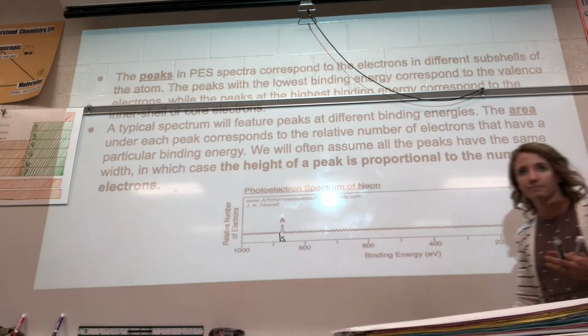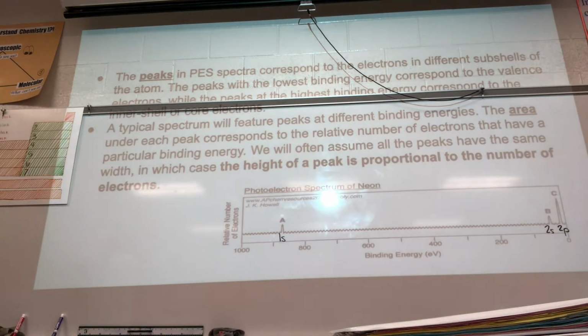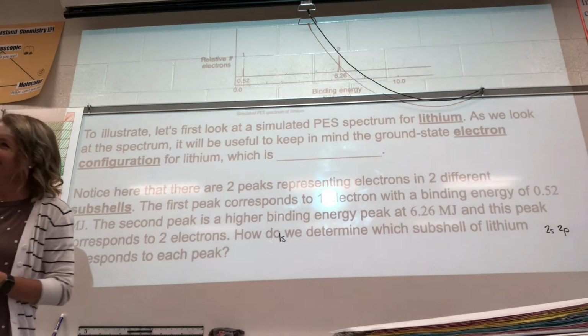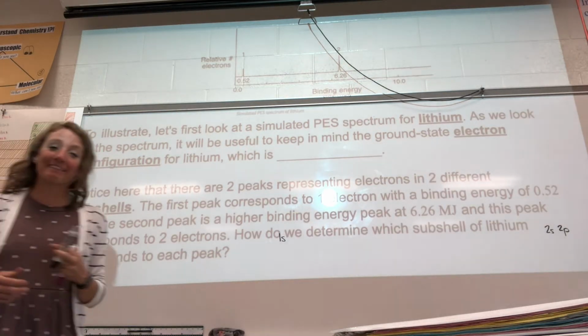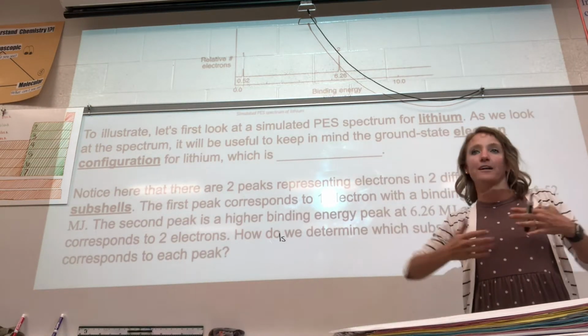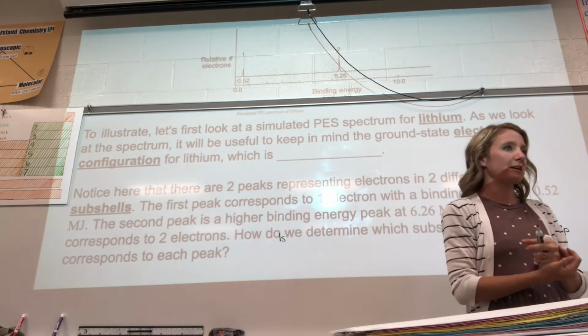Yeah, Eli. Well, we have problems where we have to figure out what element it is with that graph. Yeah, let's do that right now. Good question. That's exactly what the AP questions will ask. They'll show you a graph a lot of times, and you should be able to identify the element from its PES spectrum.